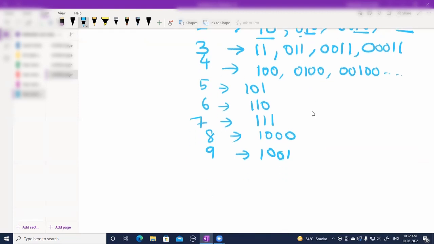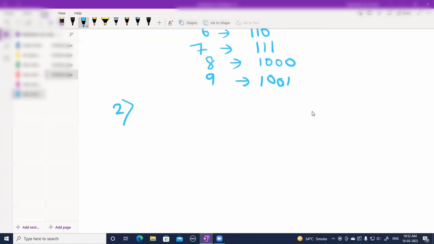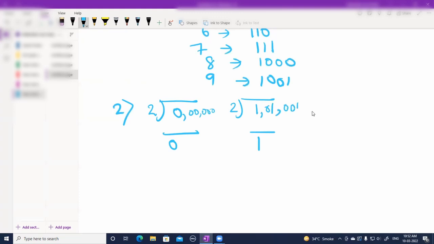Number 9 is 1001. Now the second step in the mathematical way is how to divide the number by 2. So we will start with number 0. Number 0, when it is divided by number 2, the remainder will be 0. Now we have number 1 in the binary number system. When it is divided, we have remainder 1. Single 0, double 0, triple 0, all are divisible by 2. Number 1 can be written as 1 or 01, or 001, and so on.